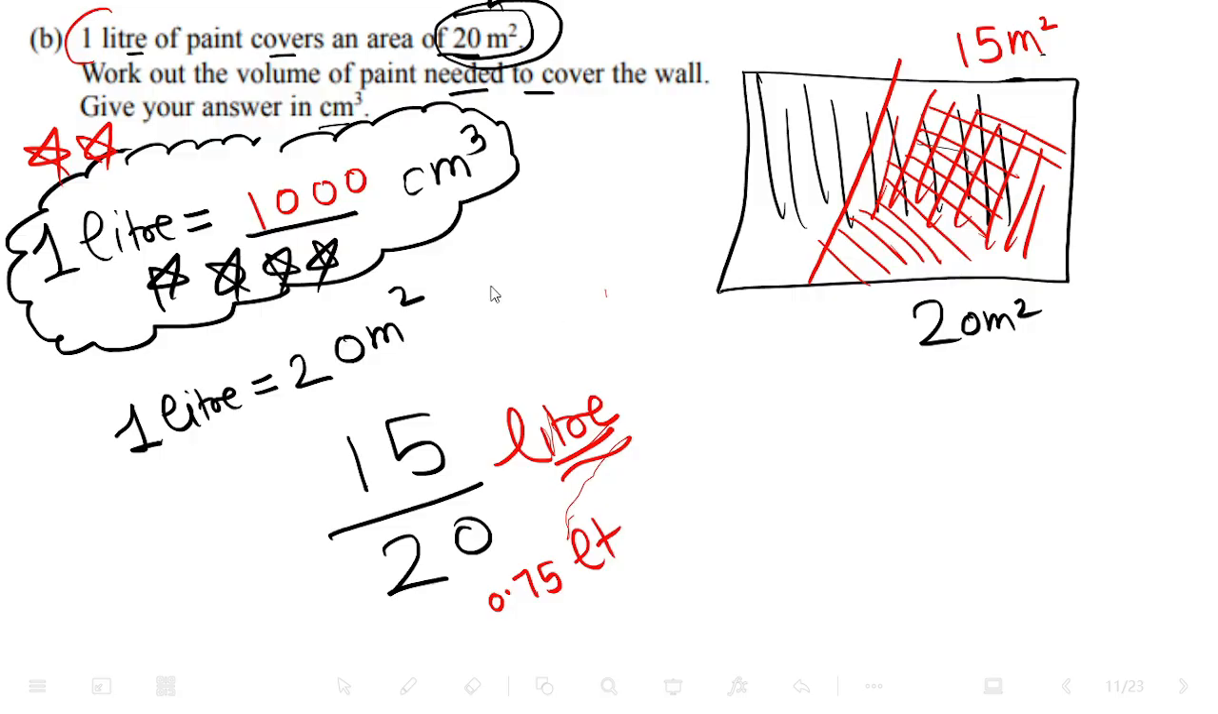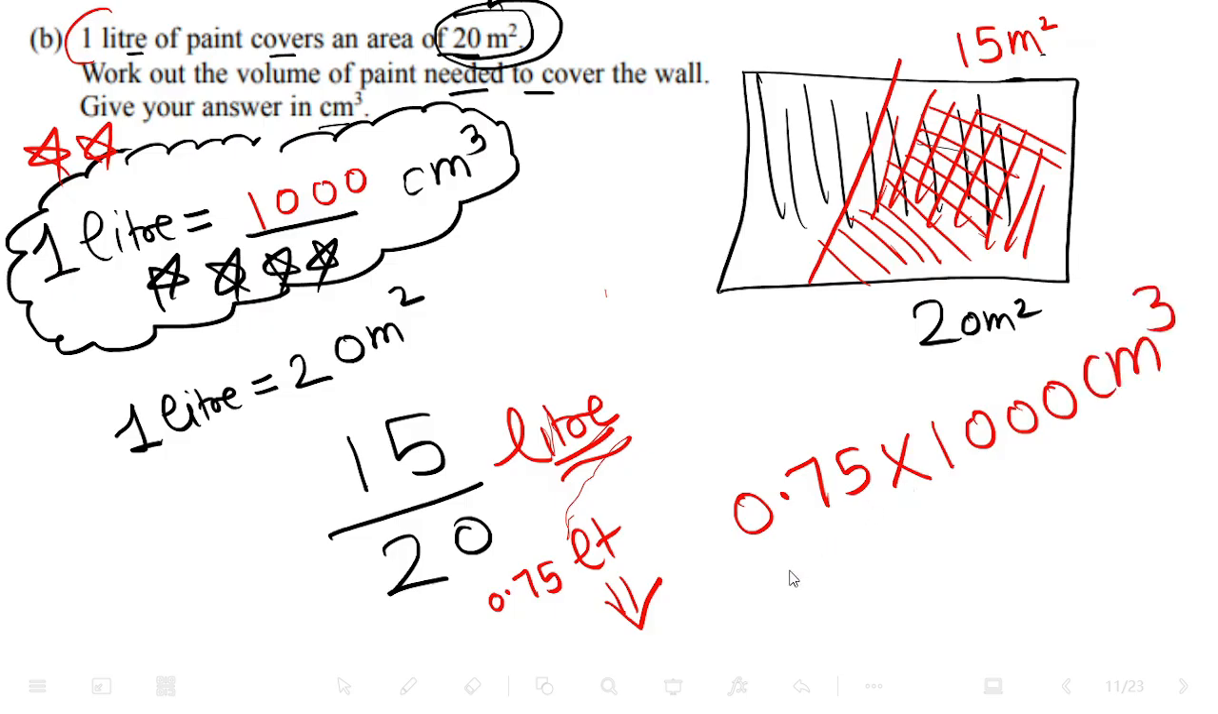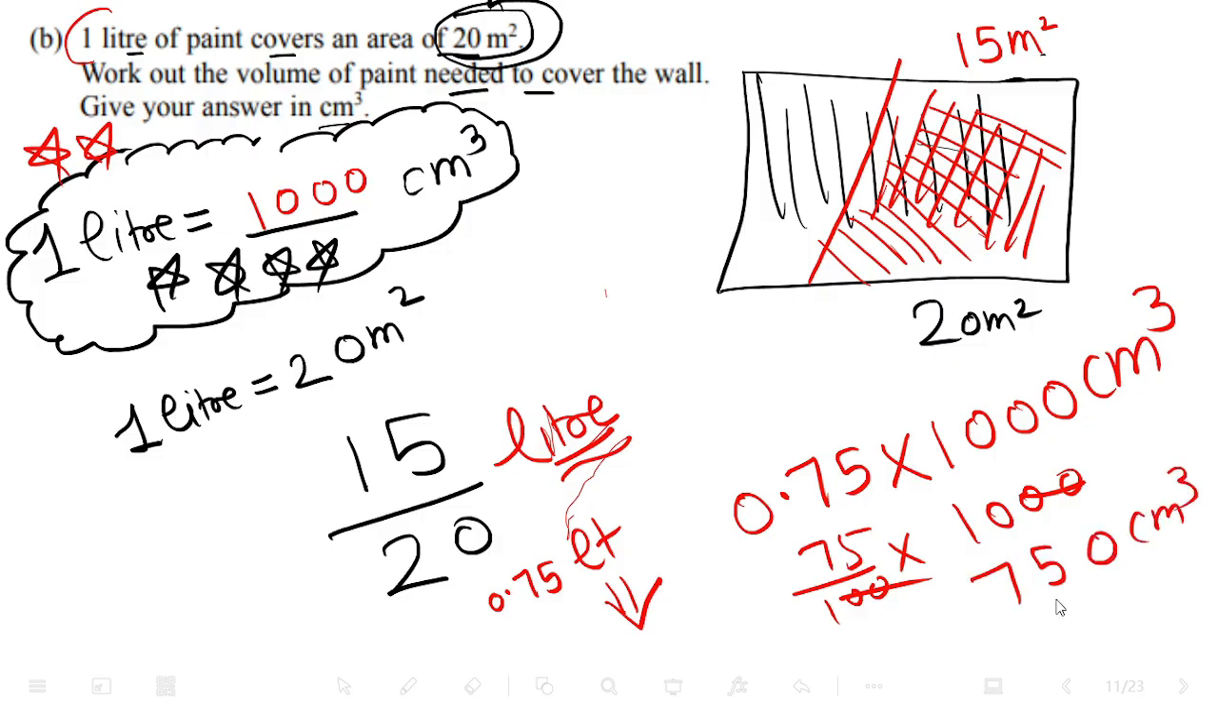And we know that 1 liter, because they have given in the question that we have to answer in centimeter cube, so in place of liter, we will multiply it by 1,000. The answer will be in centimeter cube, and then 75 divided by 100, and then 1000, 20 cancel, and this is 750 centimeter cube. So I hope you got this one, right?